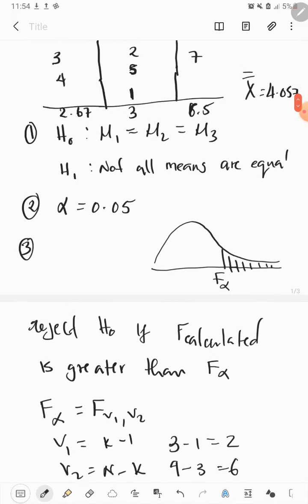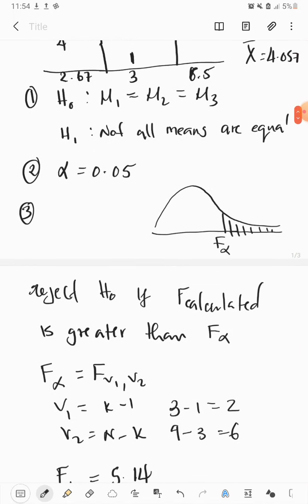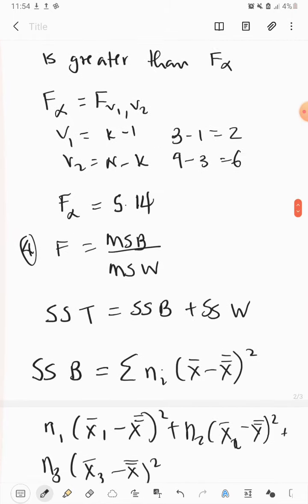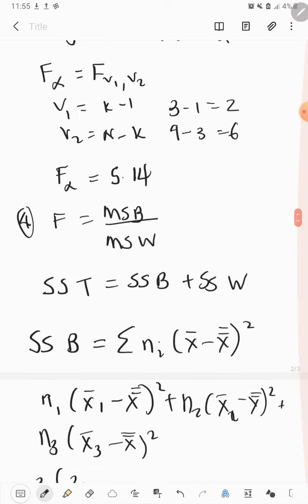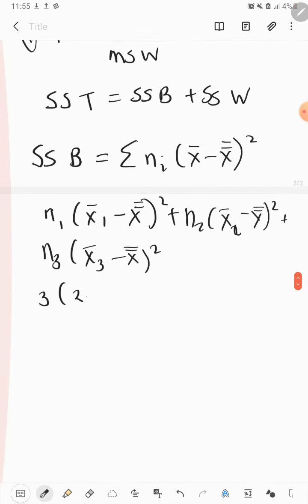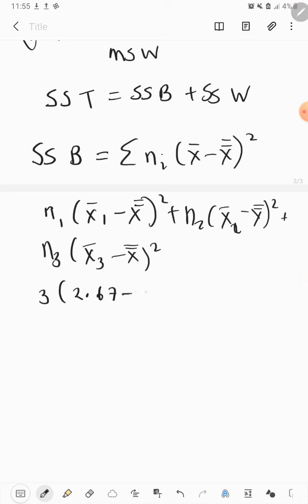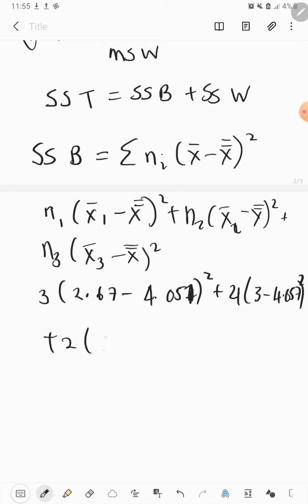Okay, so the first population has a sample size of 3, so 3 times 2.67 minus 4.057, squared, plus 4 times 3 minus 4.057, squared, plus 2 times 6.5 minus 4.057, squared. So when you do this, you're going to find the sum of squares between.